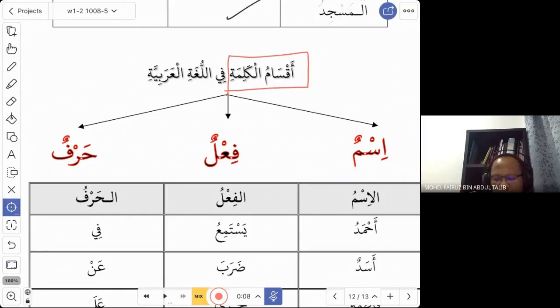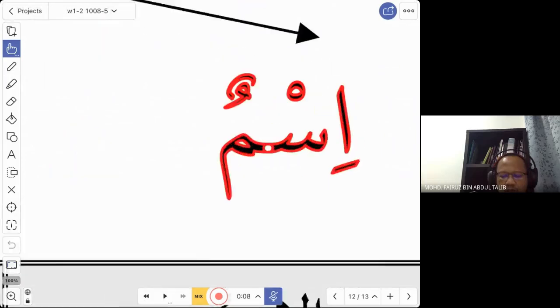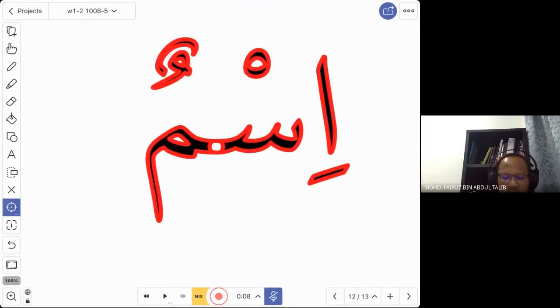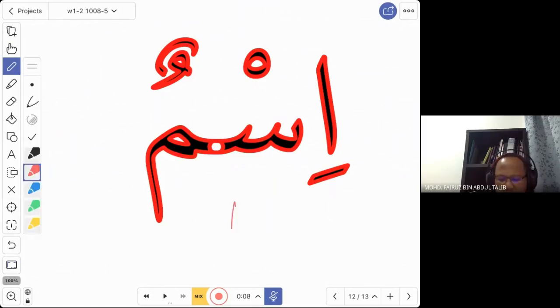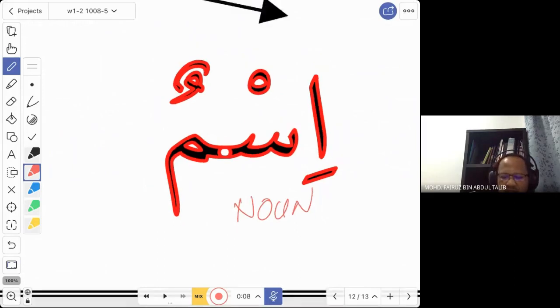The first type of word is called ismun. You can also say ism by skipping the last sound. Ism or ismun is noun. This is the term that we use in Arabic. Noun, we say ism. That is the first category of word, ism.